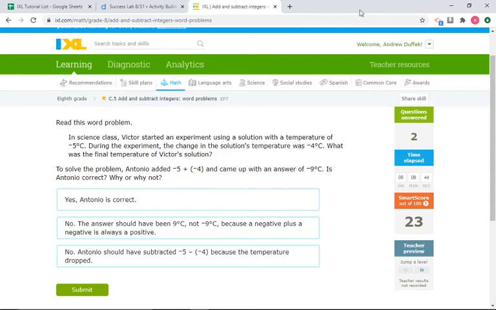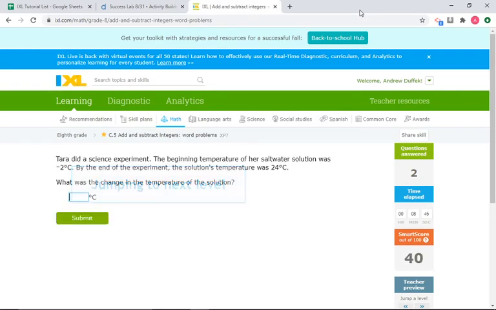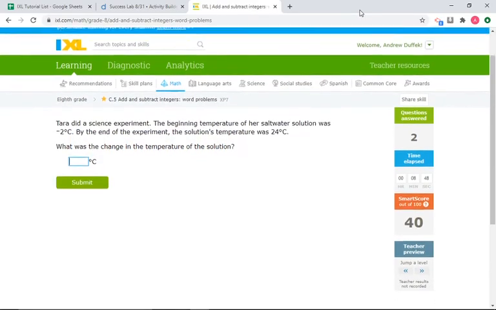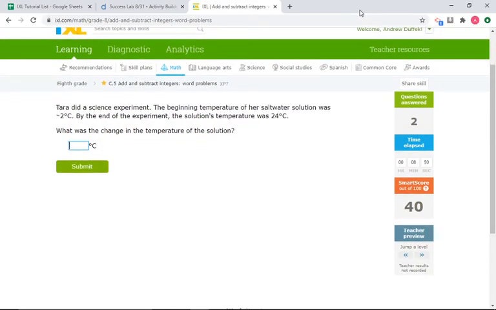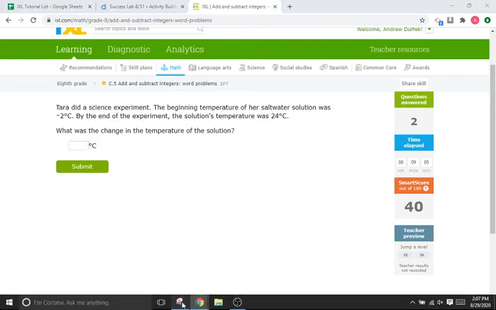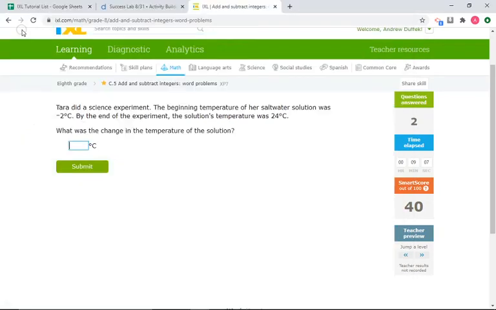Okay. And so let's do this next problem. And in fact, I'm going to skip it because I want to make sure we get a variety of problems here. Okay, let's try this one. Tara did a science experiment. The beginning temperature of her saltwater solution was -2. By the end of the experiment, the solution's temperature was 24. What was the change in the temperature of the solution? Okay, let's deal with this problem.